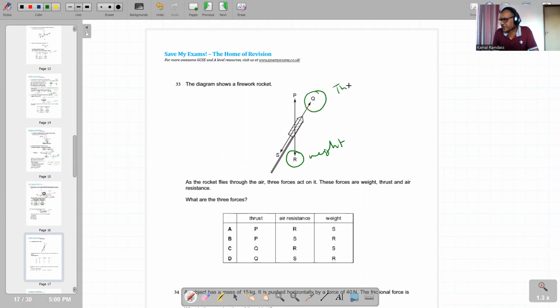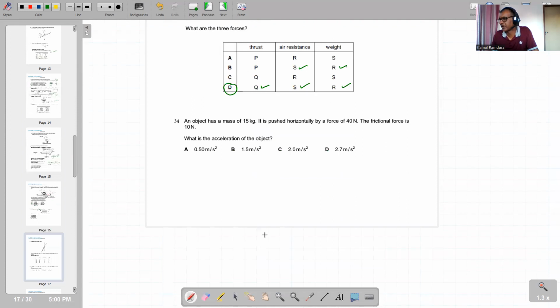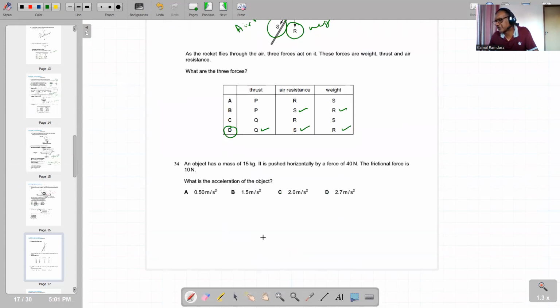Q, c'est thrust. S, c'est air resistance. Ça veut dire weight, c'est A. Air resistance, c'est S. Et Q, c'est thrust. Ça veut dire ça, c'est la réponse. D, c'est la réponse.